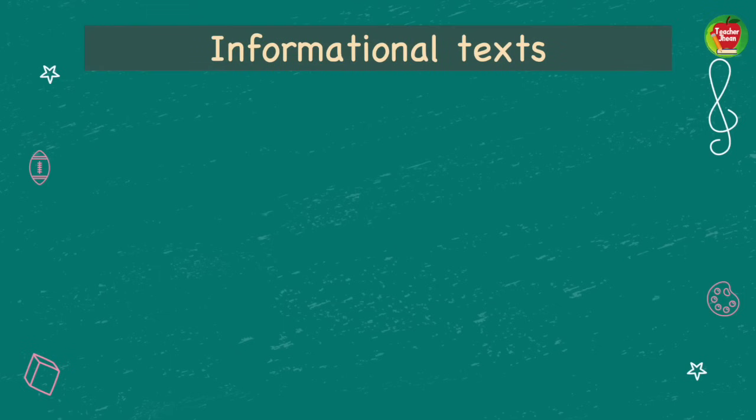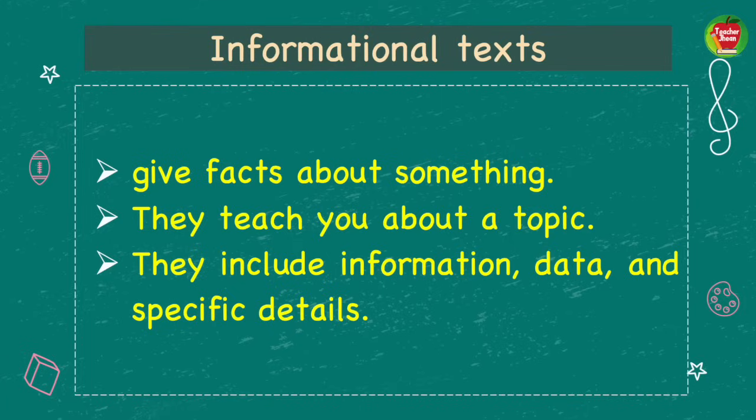While the informational text gives facts about something. They teach you about a topic, and they include information, data, and specific details.